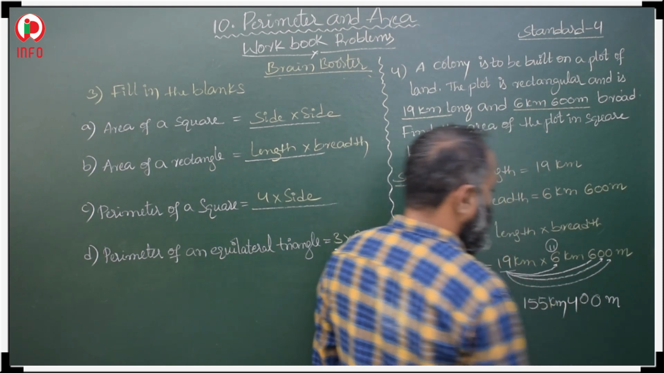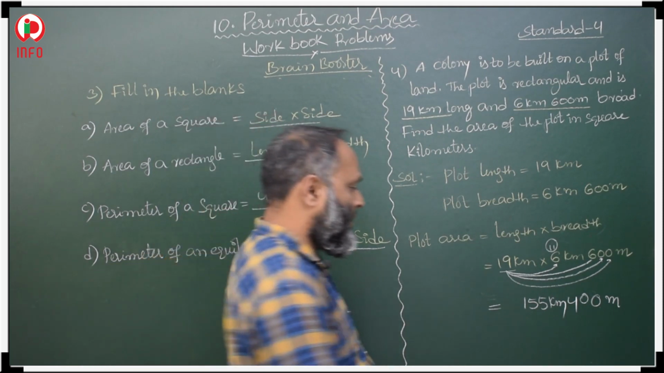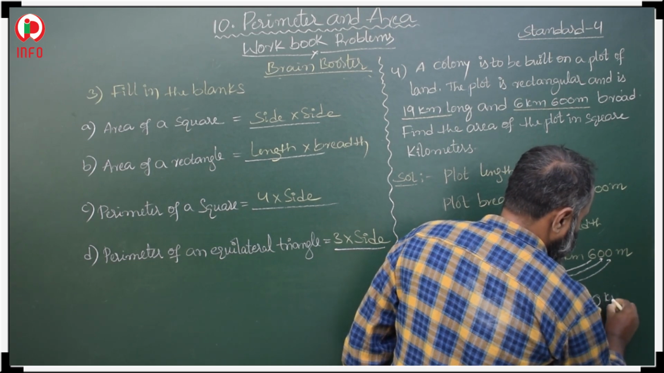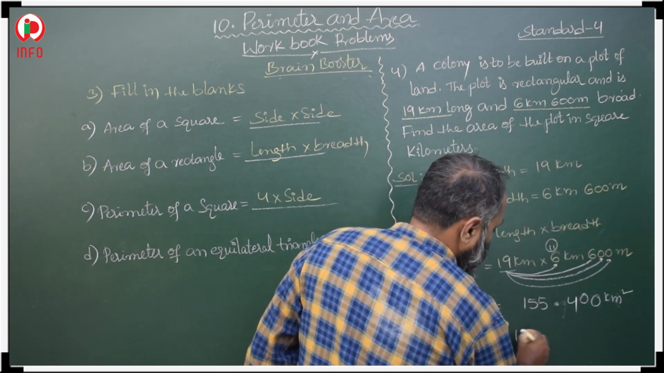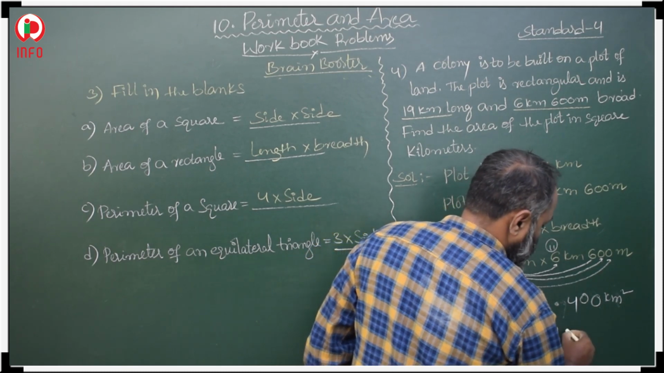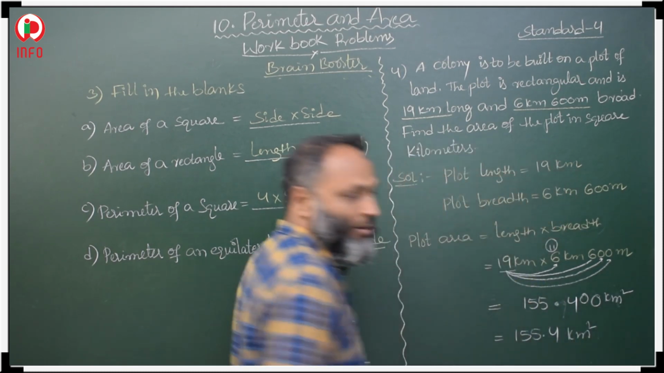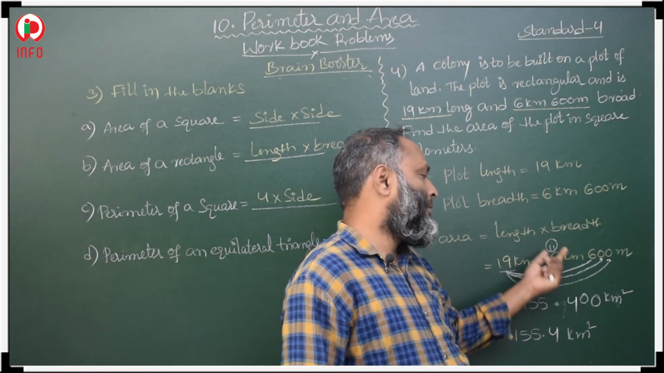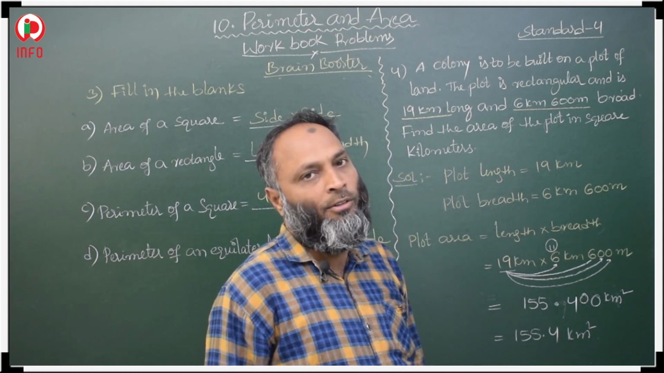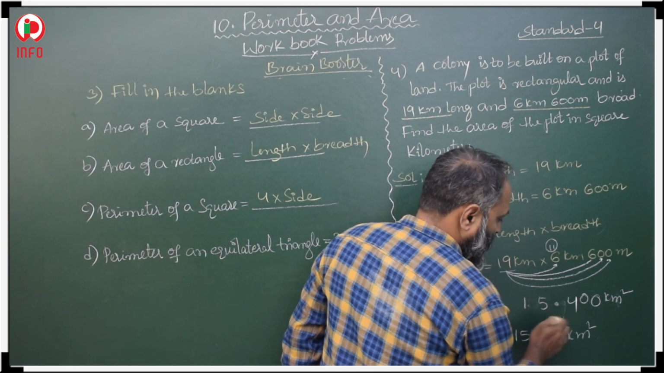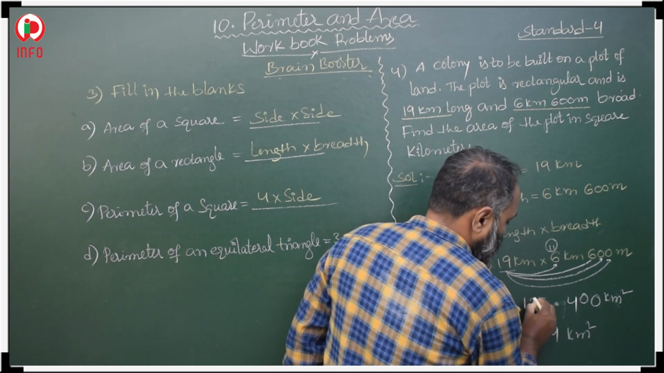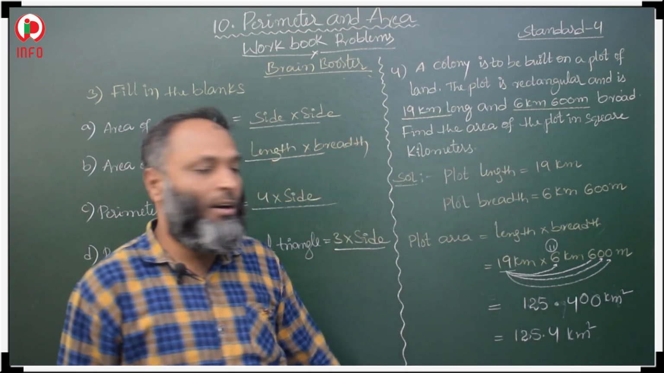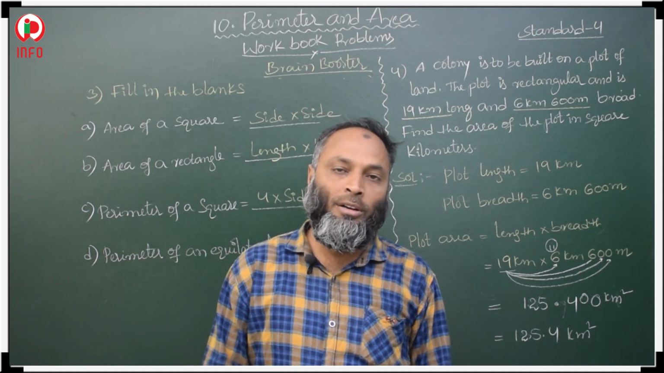So first we should write that as 125.4 square kilometers. See here, students, 19 sixes again 114 plus 11, so 125. So 125.4 kilometers square. This is the area of the plot, that is the colony area, 125.4 square kilometers.